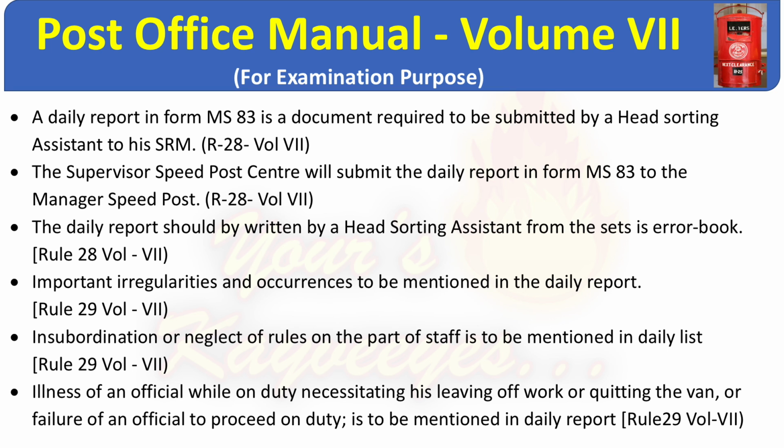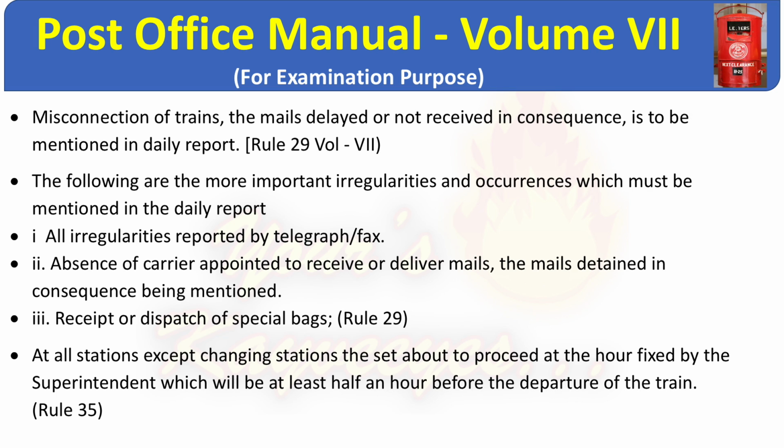Rule number 29. Misconnection of trains, the mails delayed or not received in consequence, is to be mentioned in the daily report. Rule number 29. The following are the more important irregularities and occurrences which must be mentioned in the daily report without fail. Number 1.